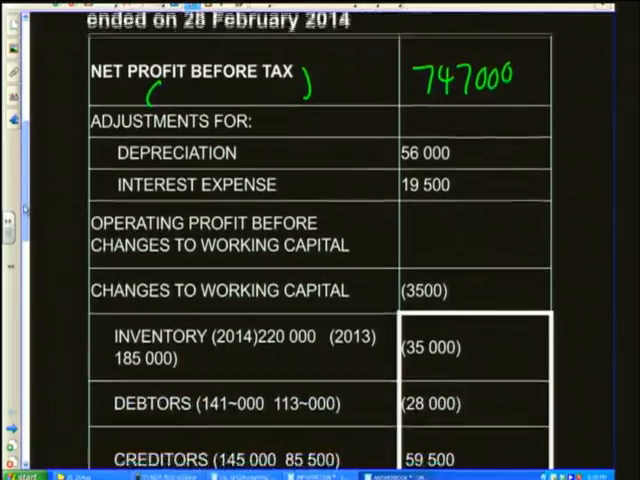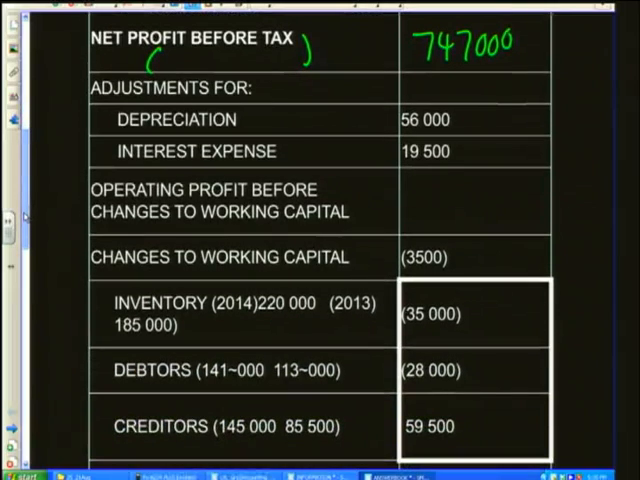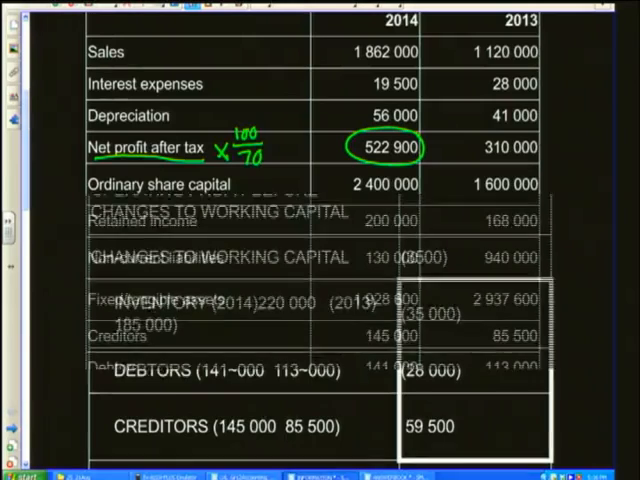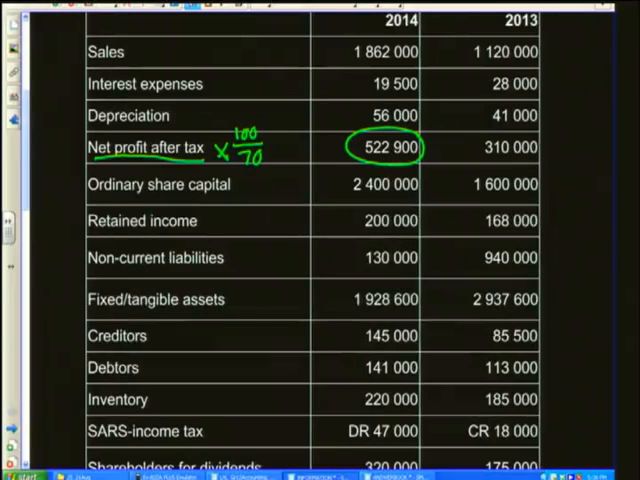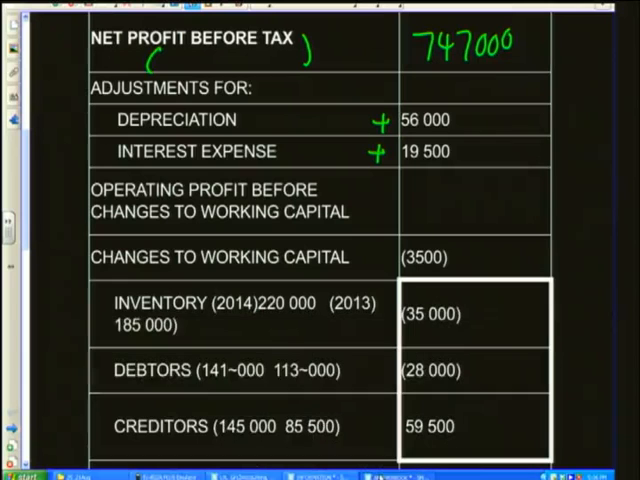We're now going to make an adjustment for depreciation. So remember, I add back my depreciation as well as interest expense to your net profit before tax. Where am I getting this information from? I know you guys know this already. I'm getting it from this table. So there's my depreciation, there's my interest expense, and again, it's for the 2014 financial year. Right, so let's carry on.